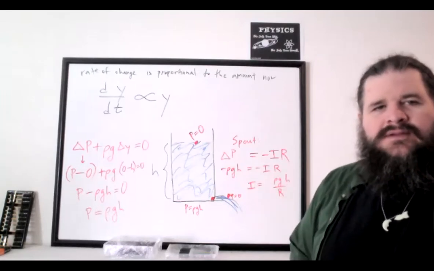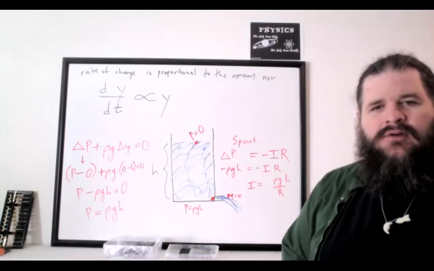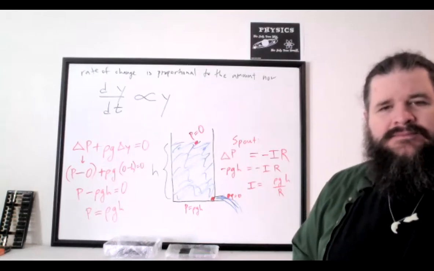But what is current? What's actually flowing here? Or how would we describe how fast it's flowing?